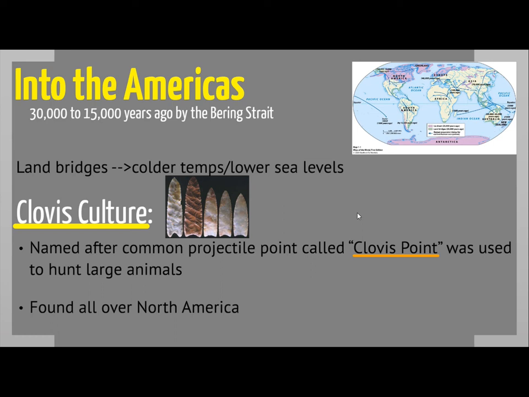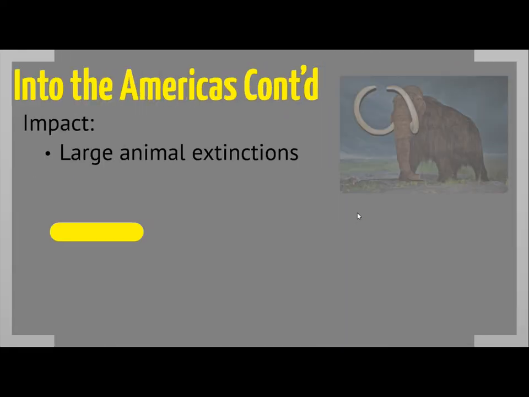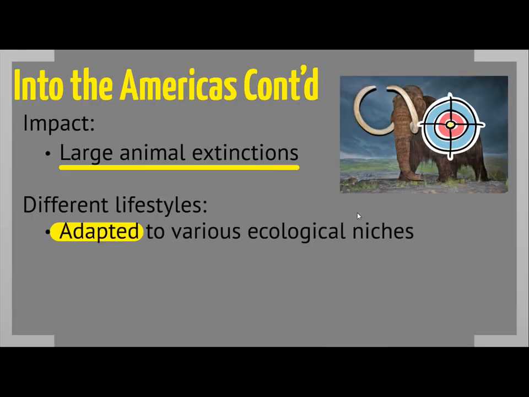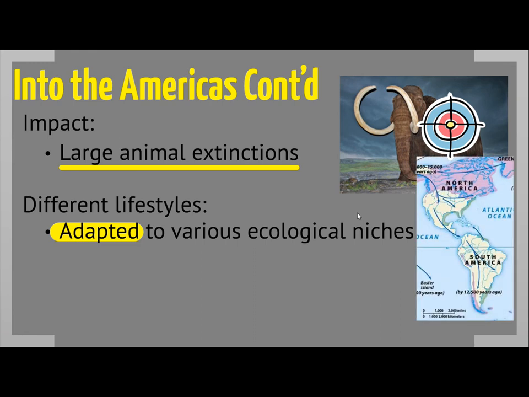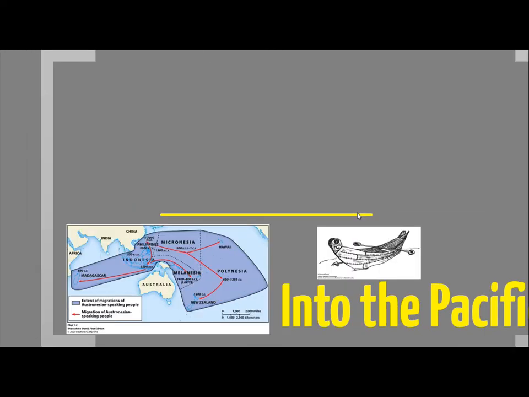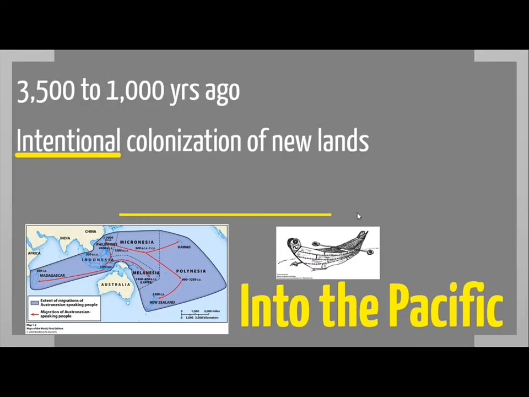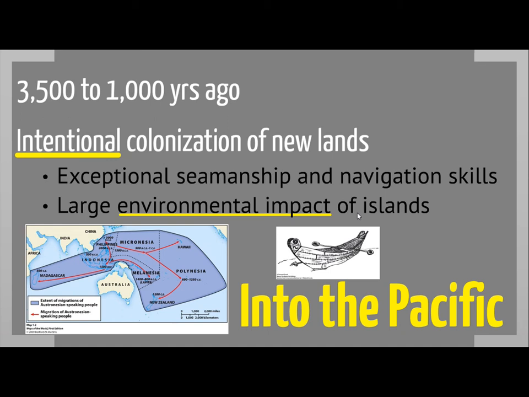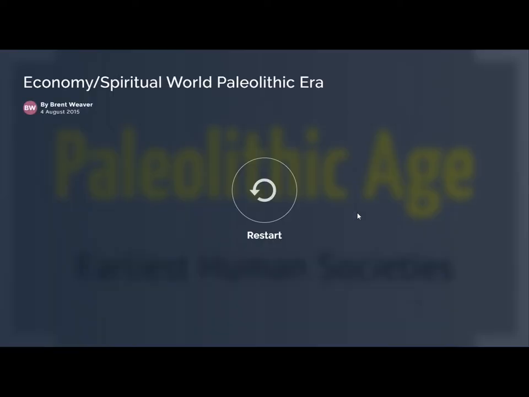But these people that entered North and South America are going to be known as the Clovis people because of their Clovis point. They're found all over America. Their large impact in America is that they're going to cause large animal extinctions. So woolly mammoths become extinct in North and South America thanks to these Clovis people. They're going to adapt to various ecological niches, meaning different temperatures and climates, and they're going to survive. Intentional colonization of the Polynesian islands in the Pacific is going to happen around 3,500 to 1,000 years ago. They will have a large impact on the economy.